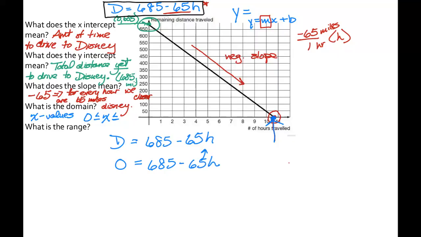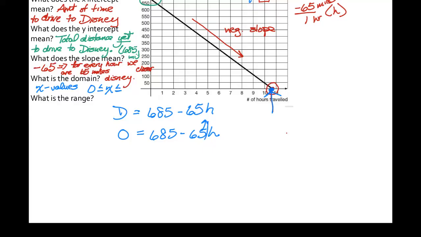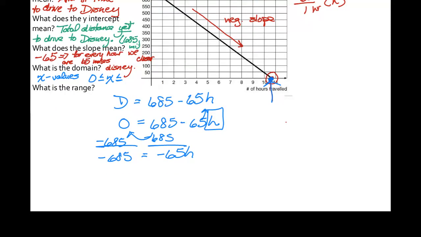You're trying to solve for H, okay? Move this over by subtracting 685, so negative 685 equals negative 65H. Don't forget to carry that negative. You're trying to figure out how many hours that is exactly, so divide by negative 65. Use your calculator, and H is equal to 10.54. And that is hours.